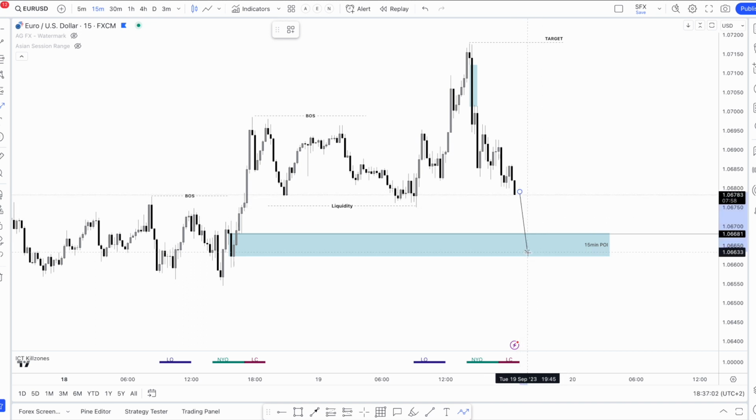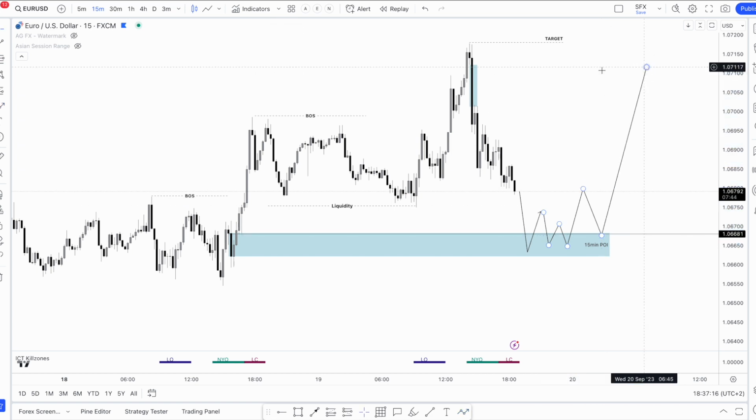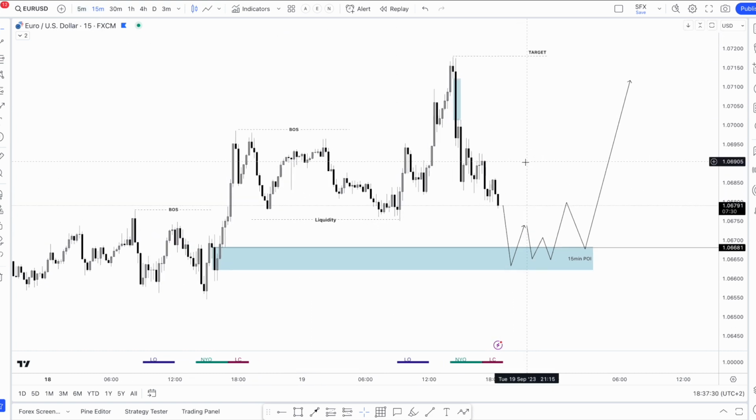It must come into the region, reject it, push away, create some small structure, then BOS to the upside to confirm that it is going to go to the highs, test, and then continuation, right? So this is the thing you want to see in order to go into this long, right? Because this is a 15-minute POI, you have to see those things on the lower time frames, such as 5 minutes, 1 minute, 3 minutes, whatever you like, okay?